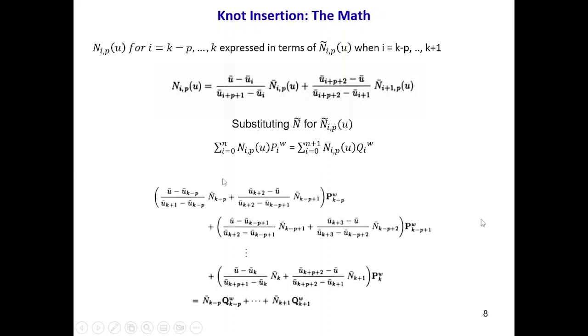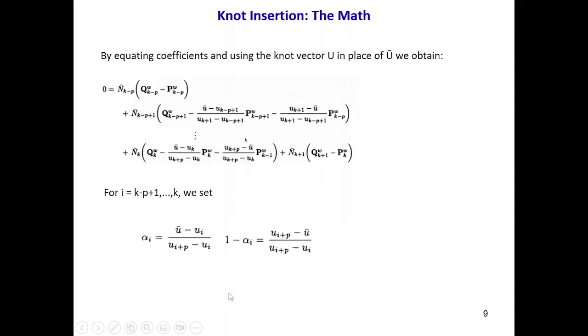If we continue the math and expand the summation, we will get an equation like this: ultimately N bar_{k-p,p} Q_{k-p} to the power w, plus plus plus, as we can see here. By equating the coefficients and using the knot vector u in place of u bar, we will obtain this. If we see here, we will get the final summation to be like this.